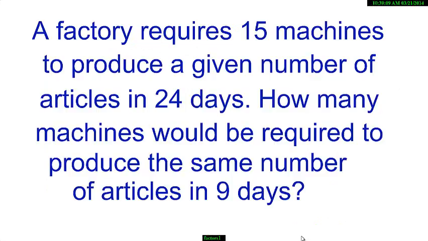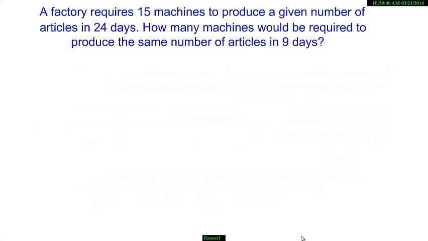Let us consider the following problem. A factory requires 15 machines to produce a given number of articles in 24 days. How many machines would be required to produce the same number of articles in 9 days? Do you feel when the number of machines increase, does the number of days increase or decrease? Yes, indeed. More machines will result in lesser number of days. This situation follows inverse variation.